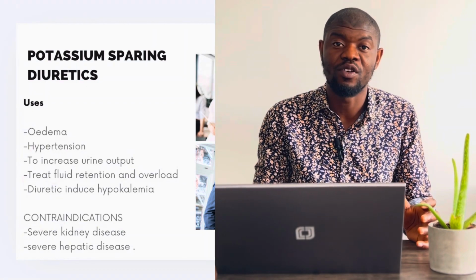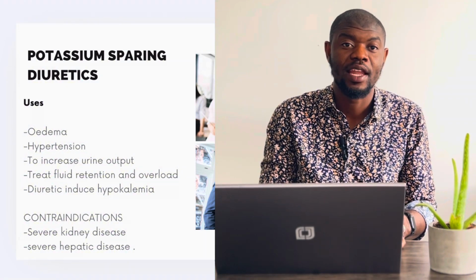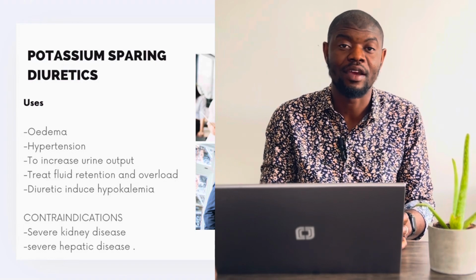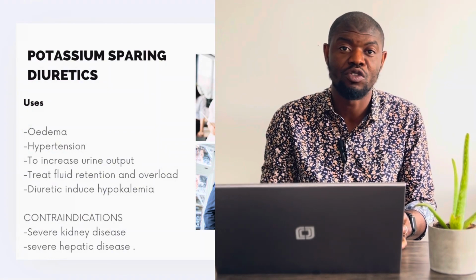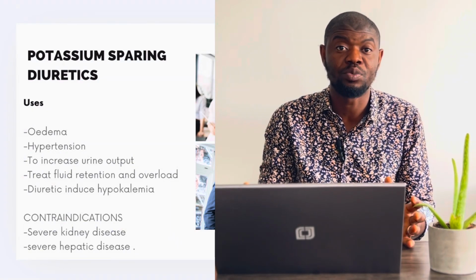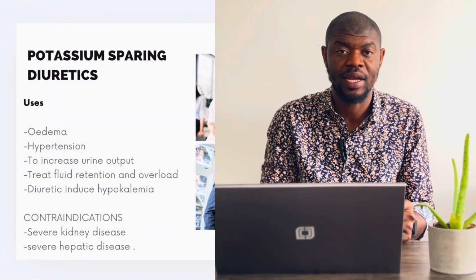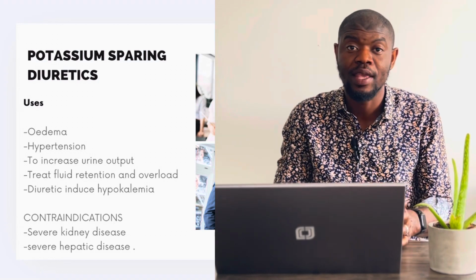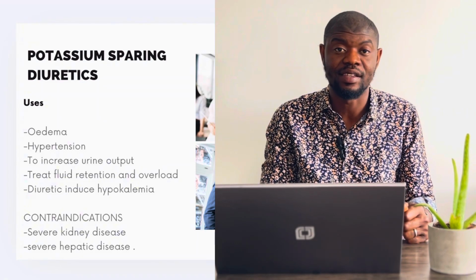But when you have potassium induced hypokalemia, then a good treatment will be a potassium sparing diuretic. What it does is that it helps you to retain sodium, and then it brings your potassium levels to the normal. And then we know that our normal potassium is usually 3.5 to 5 milliequivalents per liter. Now, like every other medication, it needs to be used cautiously in patients with severe kidney and hepatic disease.